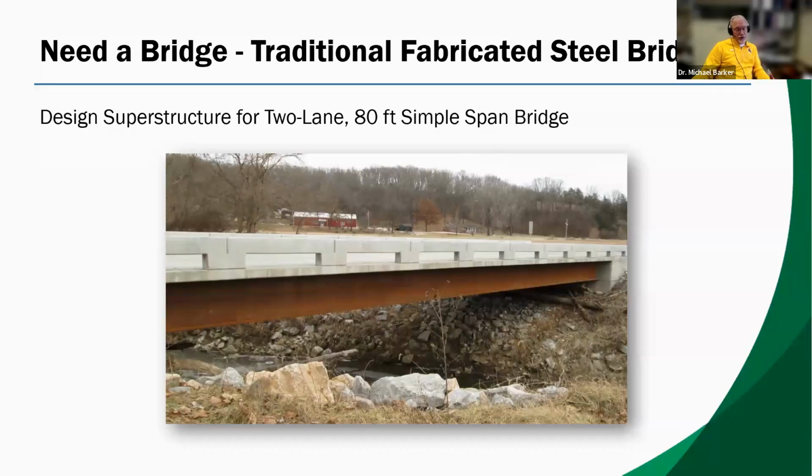We need a bridge. We're going to start by talking about traditionally fabricated steel bridges, where it goes either design-bid-build or design-build, where for this example, we need an 80-foot simple span bridge that's 2 lanes wide to cross this creek. And that's kind of where we start when we talk about bridge design.